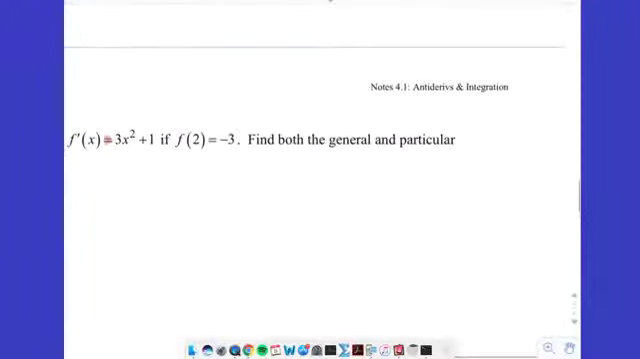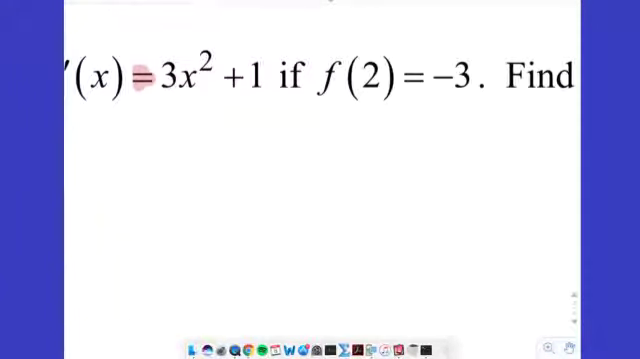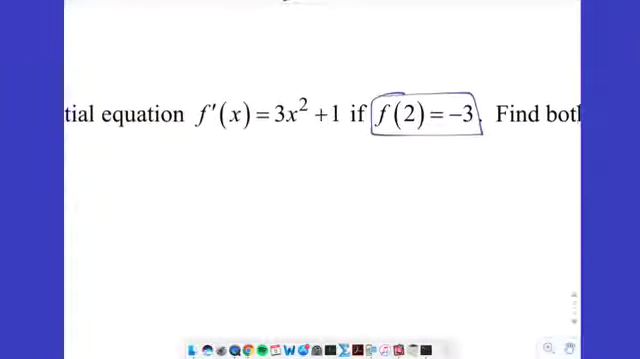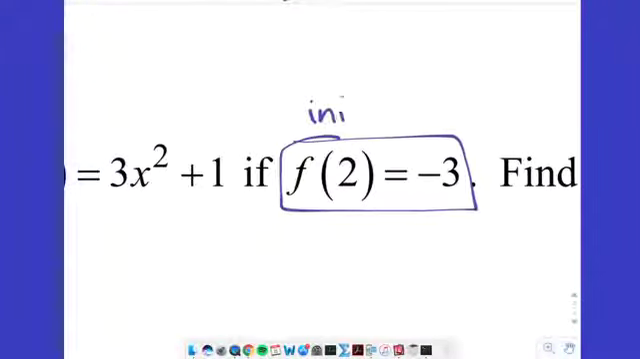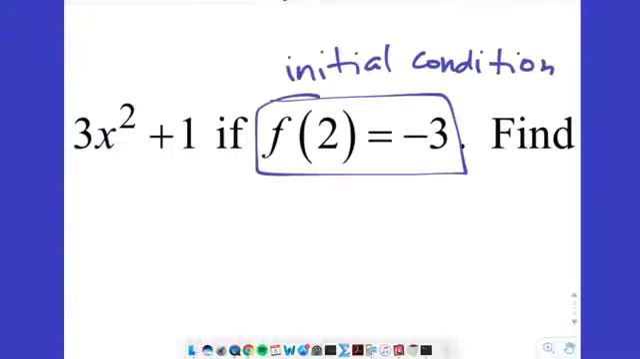Now, it says here to find both the general solution and the particular solution. So notice this little piece of information right here. It says if f of 2 equals negative 3. That is what we call an initial condition. And in this case, we don't say initial corresponding to the x value given. We say initial corresponding to the original function, which in this case would be the function f. It is an ordered pair that satisfies the original function f of x.